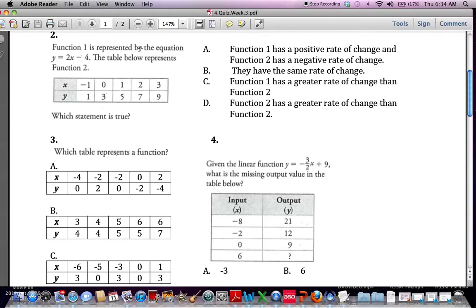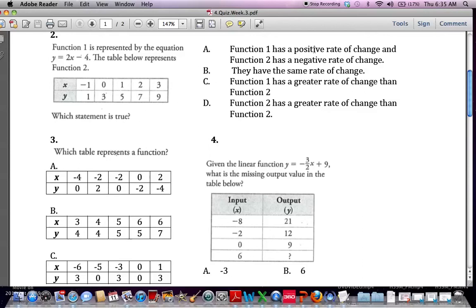function 1 is represented by the equation y equals 2x minus 4. The function table below represents function 2. Okay, so which of these statements to the right is true? This is function 1, this is function 2. Which one of these statements over here is true?